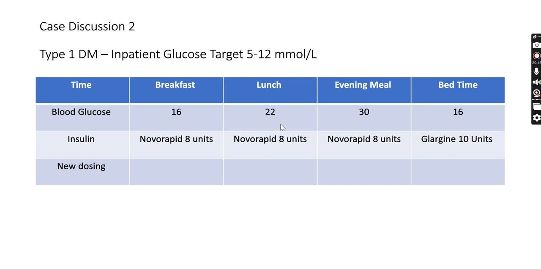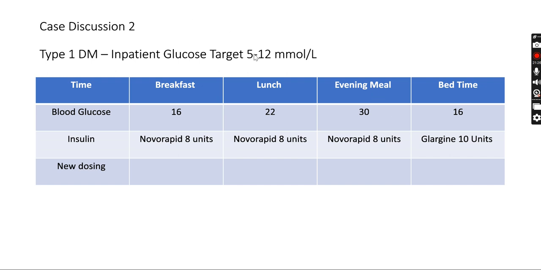Here again, patient glucose is 22. Our target is 12. 22 minus 12, you will get 10 millimole of glucose. So for every 2 millimole, 1 unit of insulin increment is required. So 10 millimole of glucose needs 5 units of insulin to be topped up. So 5 plus 8 will make it 13 units. Our new regime is now NovoRapid 13 pre-lunch.